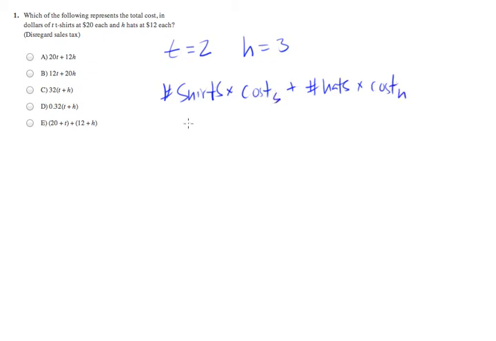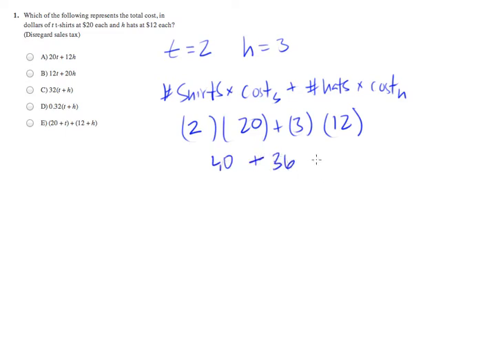And let's go ahead and plug in here. So number of shirts is 2, cost of shirts is 20, number of hats is 3, and the cost of hats is 12. So the answer would be, in our example with these chosen numbers, 40 plus 36, or $76. Now what you could do is go ahead and plug in 2 and 3 into each one of these answer choices and figure out which one equals 76.